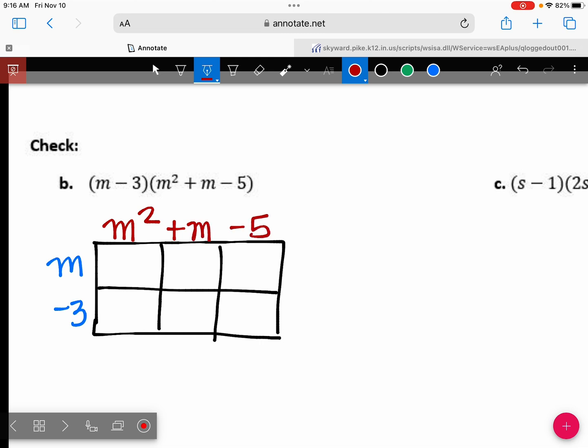Go ahead, multiply everything in this top row by m, fill it in here. Remember, you're adding your exponents and multiplying your numbers. So go ahead, take a moment and try to fill that in. Fill in all 6 squares.